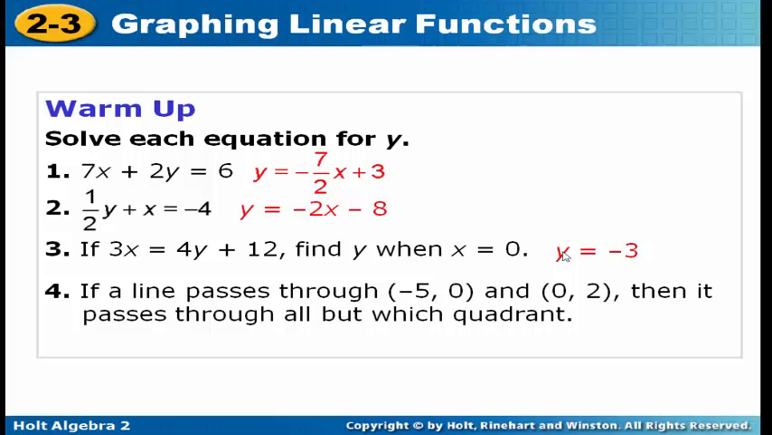If a line passes through negative 5, 0 and 0, 2, then it passes through all but which quadrant? The third quadrant. The fourth quadrant.